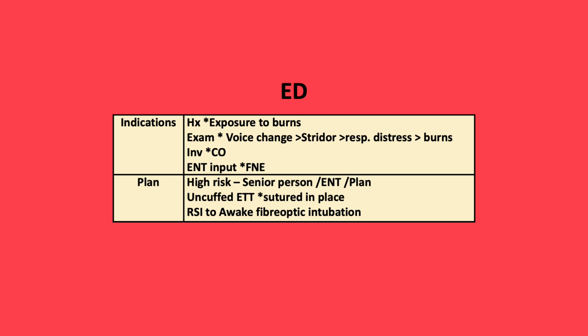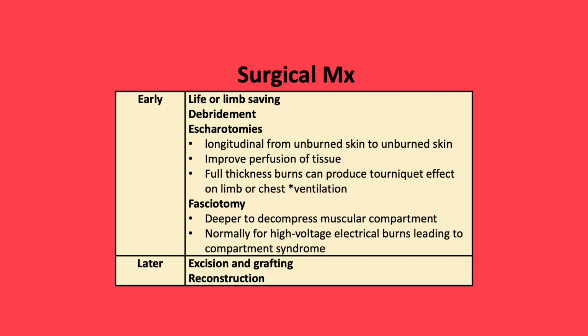We normally use an uncuffed ET tube which is sutured in place. The airway plan will be based on the patient's presentation, but may include a rapid sequence induction, but also an awake fibre optic intubation. Following stabilisation within the emergency department, based on the patient's burn surface area, they may be required to transfer to a specialist burn centre for surgical management and ongoing care.